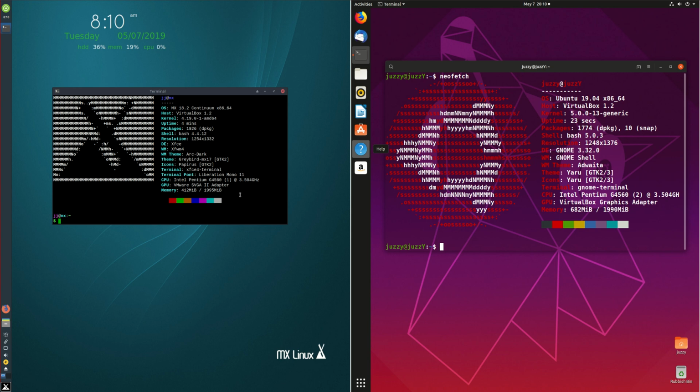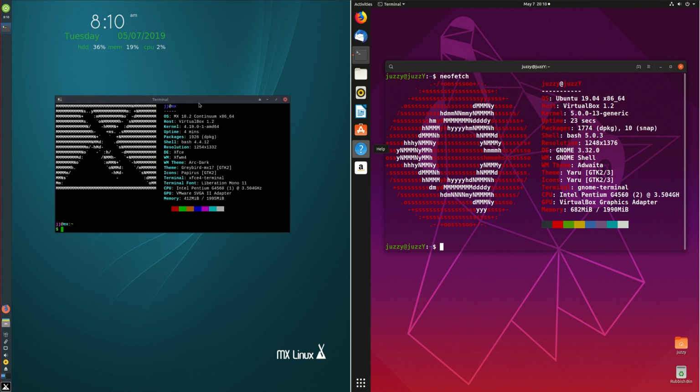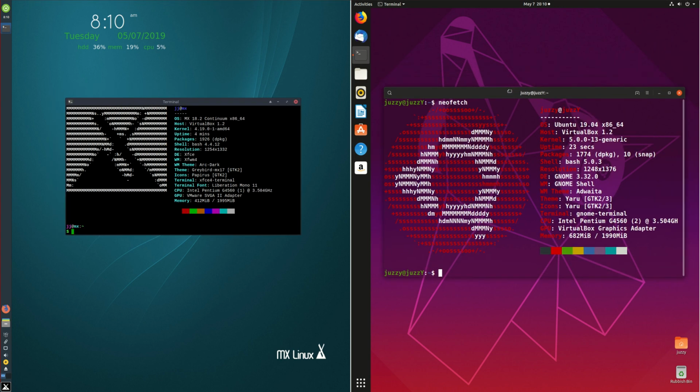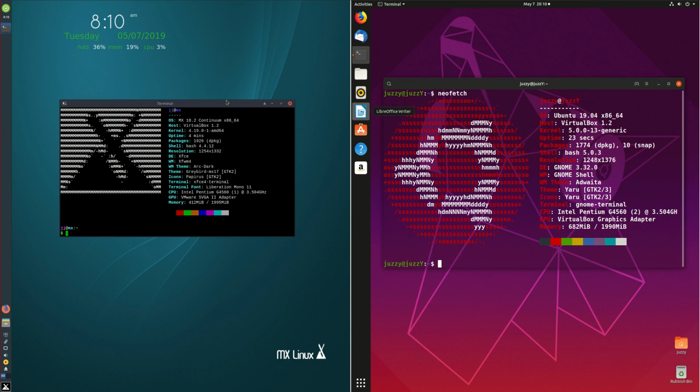Good day, YouTube. This is just a quick unscripted comparison of the latest release of MX Linux 18.2 on the left and Ubuntu 19.04 on the right. Now, the reason why I'm doing this video is because MX Linux seems to be, based on a lot of polls, one of the most popular distributions out there.